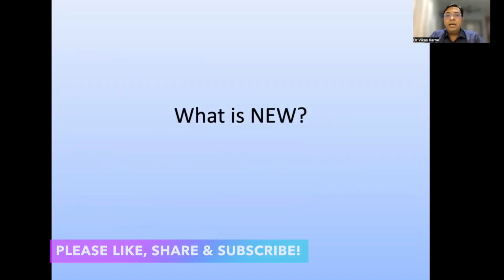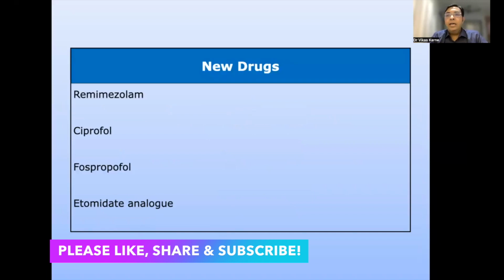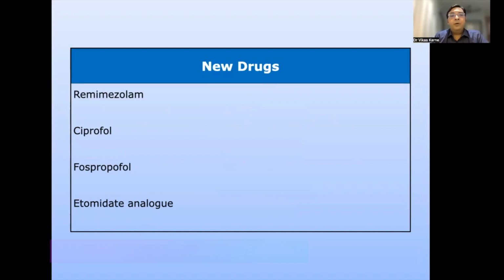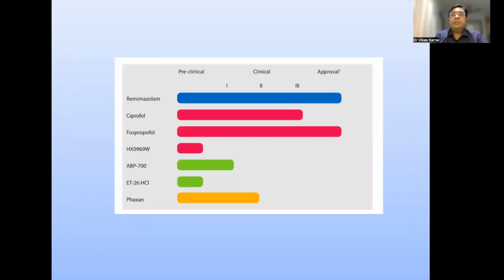So this is where we stand currently. Let us see where we are heading, what is new. So we have newer drugs like remimazolam, ciprofol, fospropofol, and intermediate analogs are also being processed. These newer drugs, which supposedly have wonders in total intravenous anesthesia, remimazolam, ciprofol, and fospropofol, have crossed clinical trial stage 3 and are ready for approval. And the other analogs and derivatives are in the first and second phase of the clinical trials.